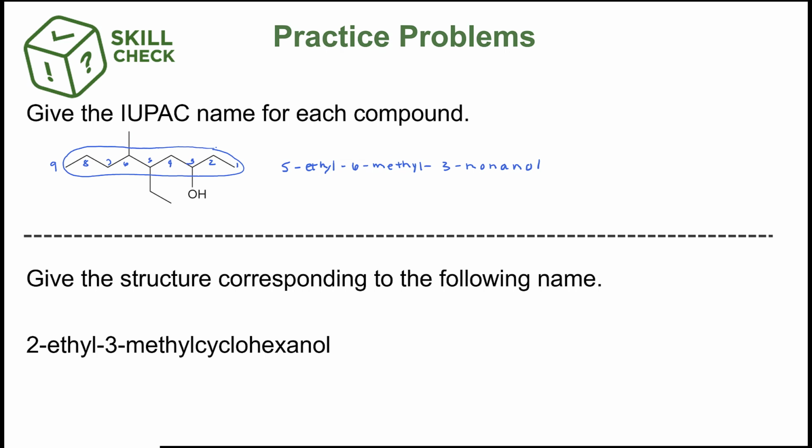And then here we're asked to draw the structure of 2-ethyl-3-methylcyclohexanol. I'm going to start with the parent. That's cyclohexane, an alcohol. I have an ethyl group at 2, methyl at 3.